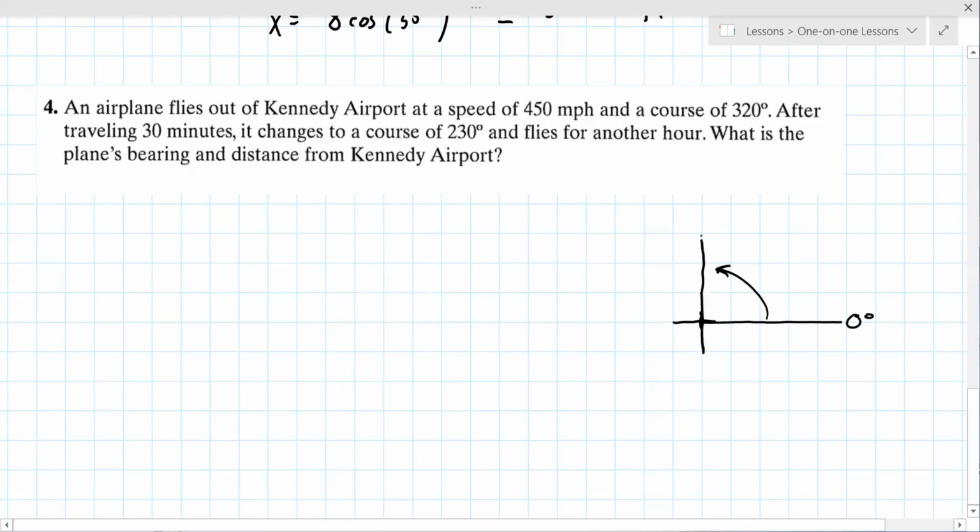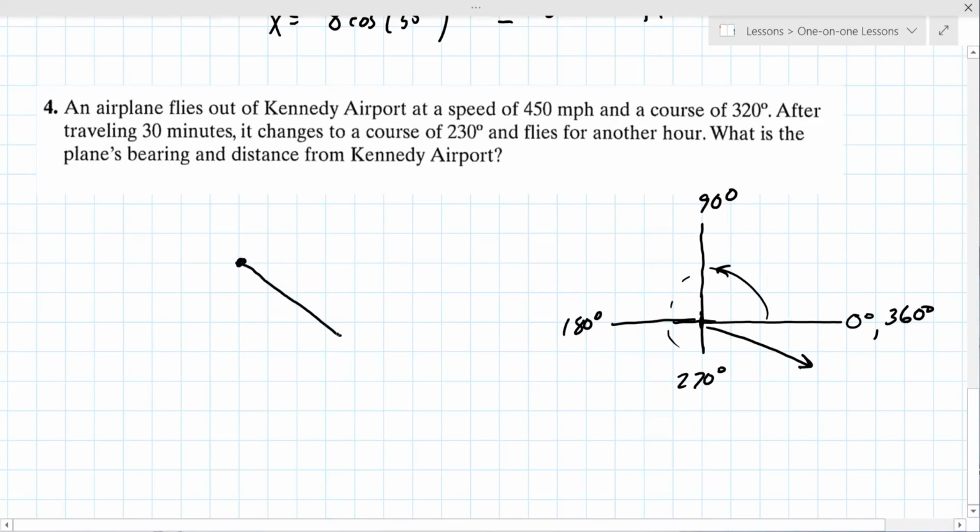So straight up would then be 90 degrees. That's 180 degrees, and then 270 degrees. That's if we continue around, and then this gets you to 360 degrees. So this course of 320 degrees means it's heading like that. You follow that? It's starting there and it's going this way.